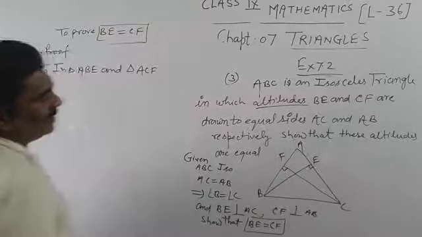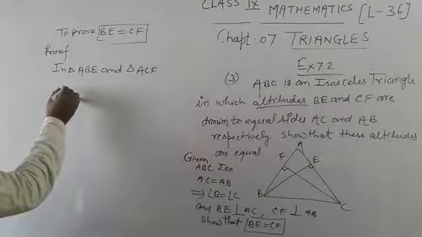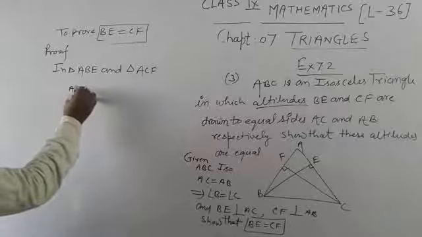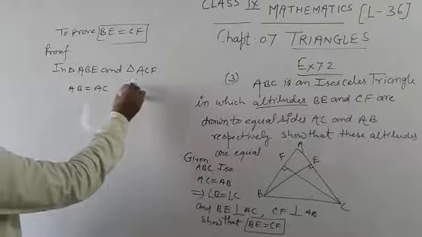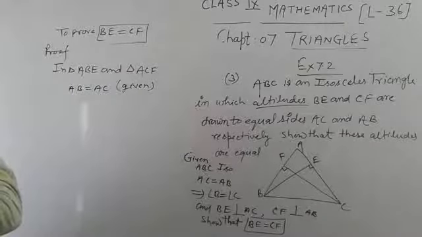We have taken two triangles. Now in these triangles ABE and ACF, AB is equal to AC. This is given. Okay.